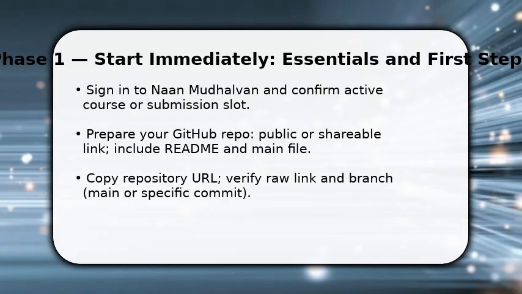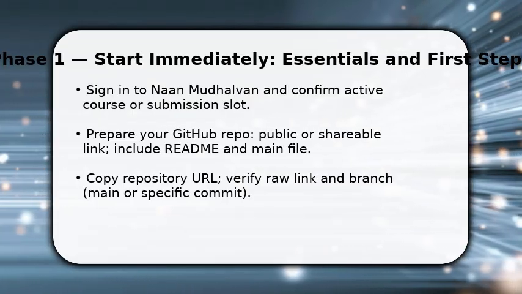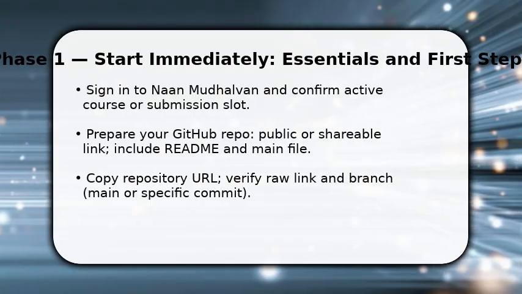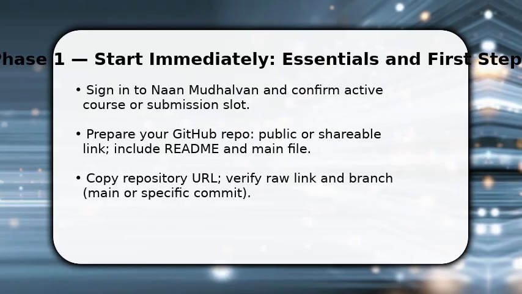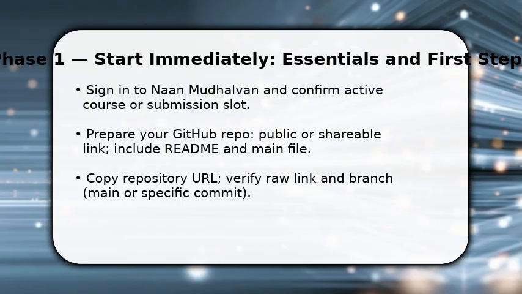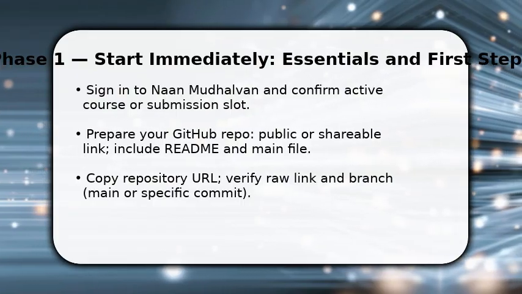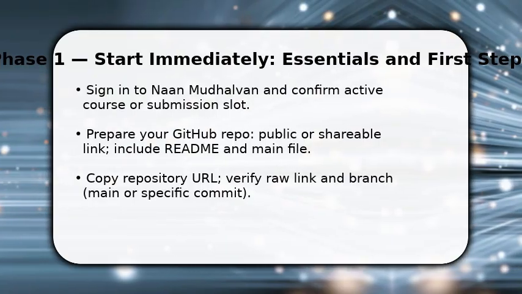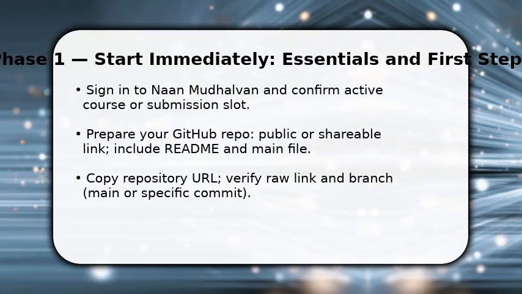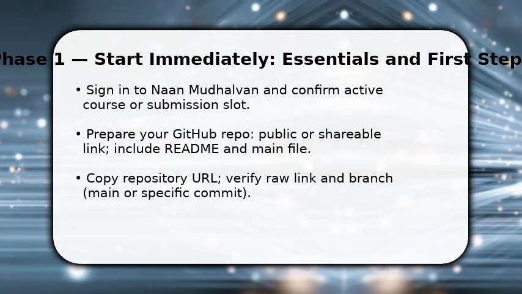You're ready to begin. Sign in to Naan Mudhalvan and open the correct assignment or submission page. Once there, make sure your GitHub repo is public or has a shareable link. This avoids permissions problems. Copy the exact repository URL and double-check the branch, typically main, or a pinned commit if required, because the platform will fetch that path.